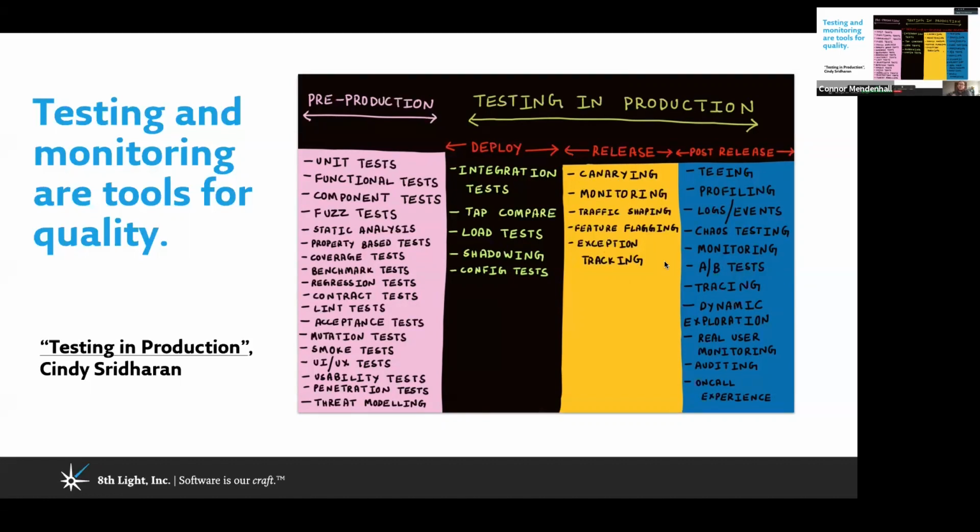So testing to me is so much more than just unit testing and the things that we do in pre-production. It's really building automated systems for software quality that go throughout the whole lifecycle of software, from pre-production and design through deployment, through release, and into production.